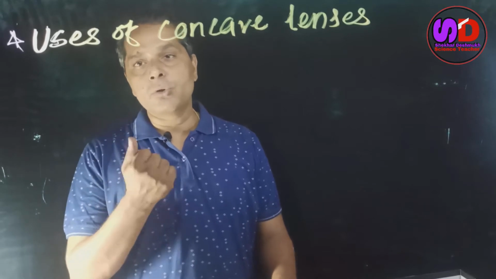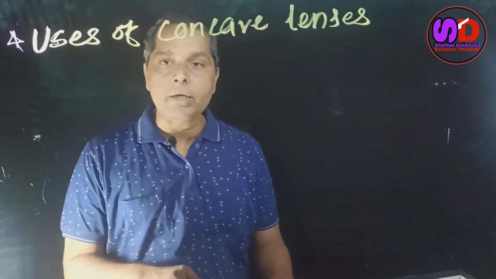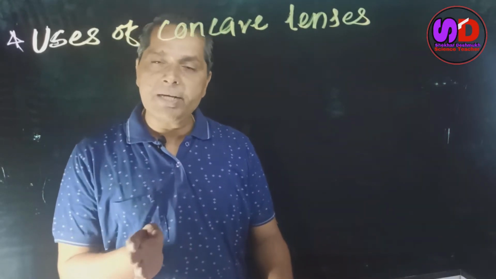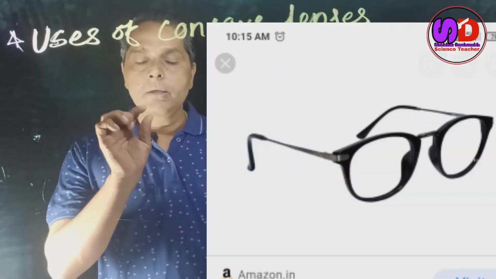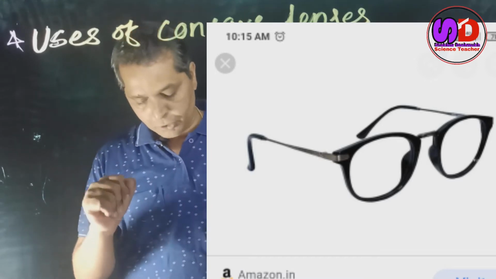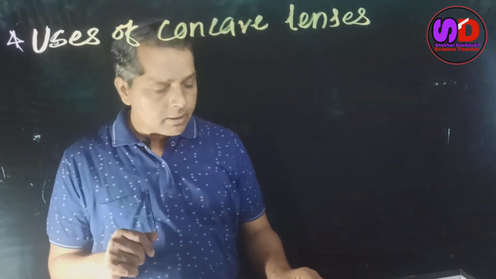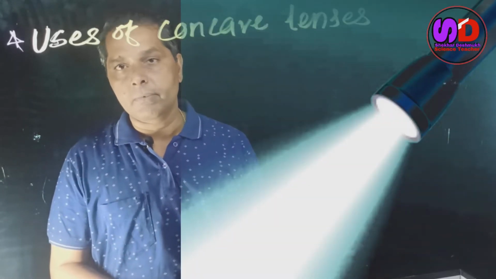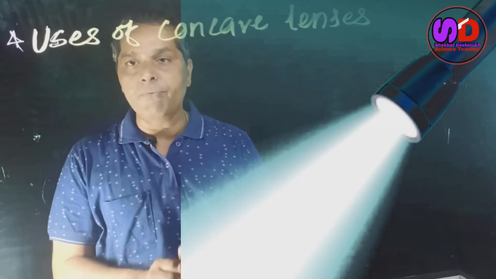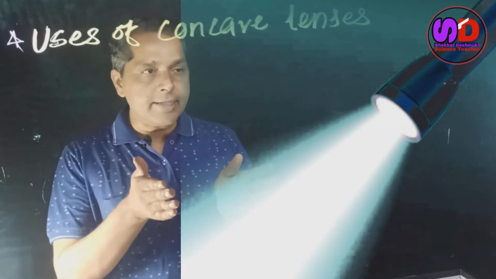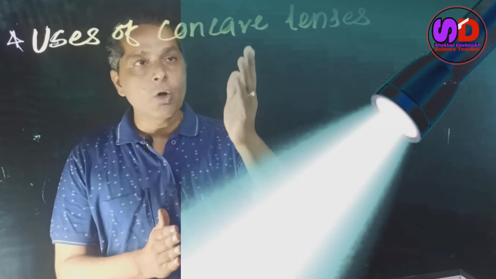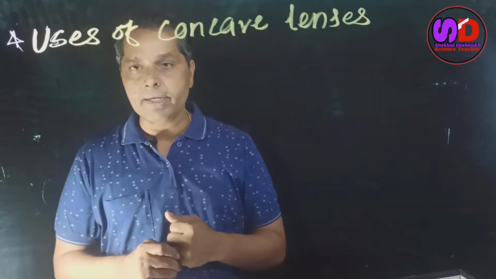Then the well-known use that we know, that is to cure myopia, that we learned in the last session. So to cure the defect of myopia or nearsightedness, in spectacles concave lenses are used. Then in torches, to get a spread beam of light, wherever we require the light rays to spread, at that time we require a concave lens or diverging lens, that we can say.